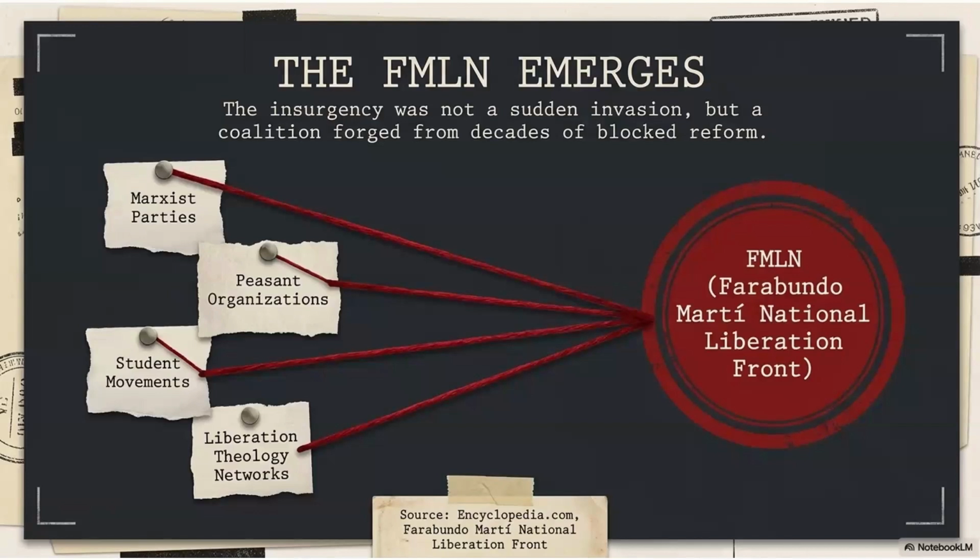This slide shows five streams merging into one river because the FMLN was not one simple organization with a single origin. It brought together left-wing guerrilla groups, Marxist intellectuals, peasant movements, student activists, labor organizers, and people influenced by liberation theology. The name itself reaches back to Farabundo Martí, the rebel figure associated with the 1932 uprising. So even the name FMLN connects the 1980s Civil War to the older memory of land struggle and massacre.